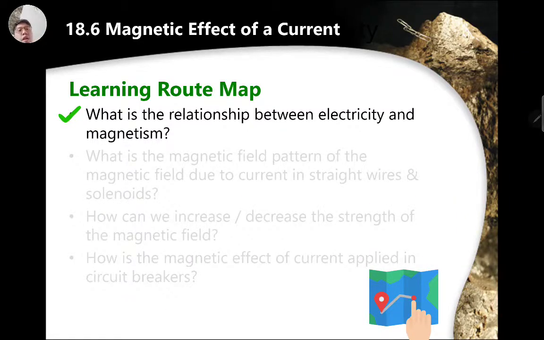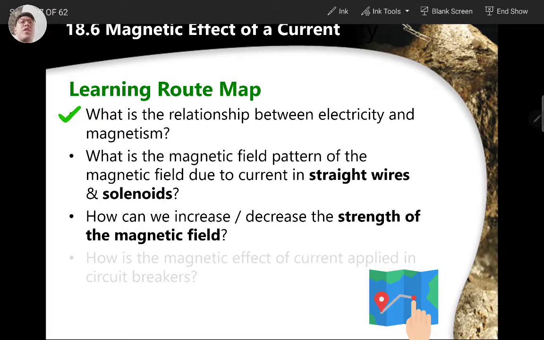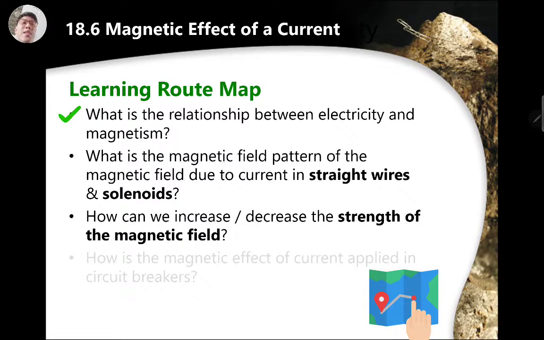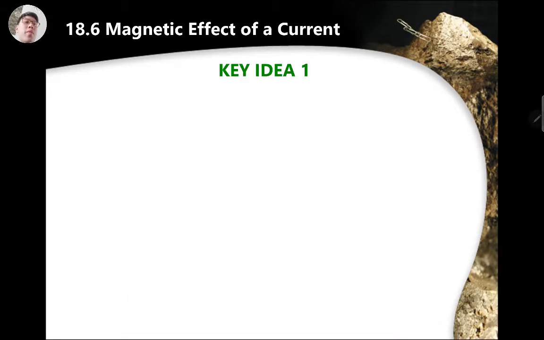Okay, in this next video, we're going to continue to look at the relationship between electricity and magnetism. Specifically, what is the magnetic field pattern of the magnetic field due to the current in straight wires and solenoids, so two different circumstances, and how we can increase or decrease the strength of this magnetic field. But we're going to cover it in parts. So in this video, it's not going to be the whole thing.